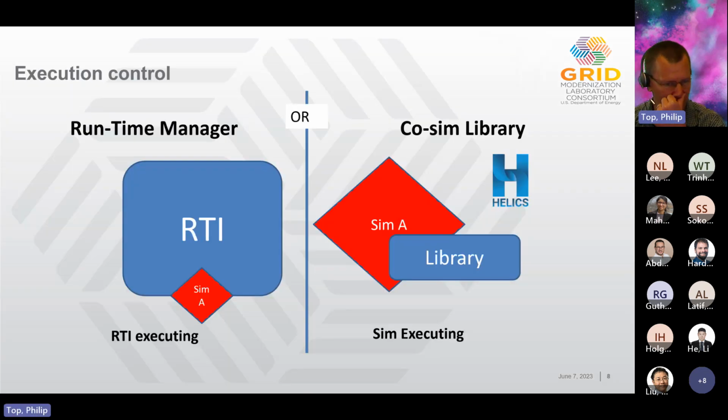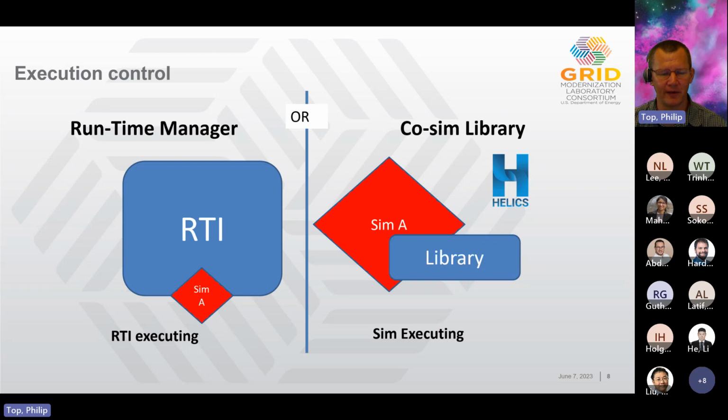For execution control, there are really two different ways of doing this. Many co-simulation frameworks use what we call a runtime manager. This is a runtime interface, and you tie these simulators into a specific interface and allow the runtime engine to execute them as you go along.